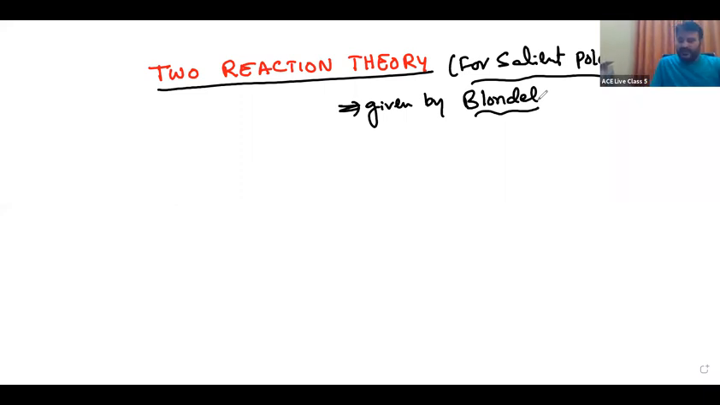What is the necessity of this theory? First of all, why is the two reaction theory required? Why is it required for the salient pole synchronous machine, and why is it not necessary for the cylindrical rotor synchronous machine? What is the reason to have this two reaction theory? That we are going to see.